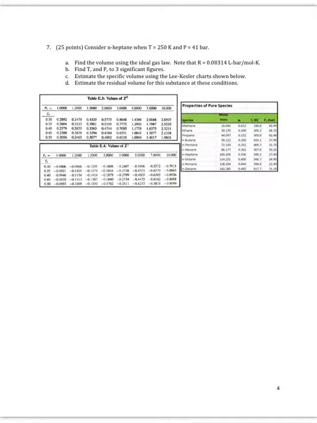In question 7, we're looking at N-heptane, and that data is given here. And we want to find the volume using the ideal gas law, and I give you an R value. Now, volume in this case, unless they specify total volume, means specific volume, and that's RT over P if I assume it's an ideal gas. And so this is just simply a matter of substituting in the values given.